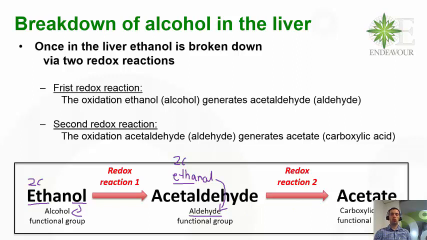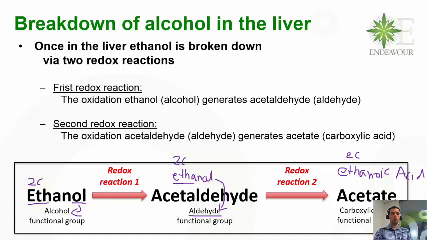So can anyone think of the chemical name for acetate if it's a 2-carbon compound that contains the carboxylic acid functional group? Well, the eth will be at the front because it's a 2-carbon compound, and to dictate that it's a carboxylic acid, it's going to have oic acid at the end of the name. So ethanoic acid is the other name for acetate.